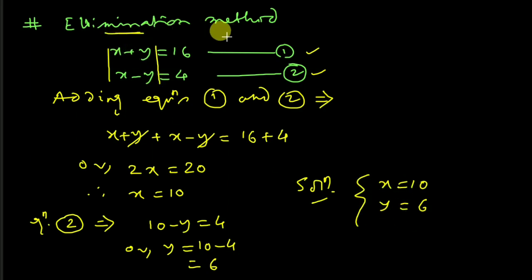The last method is very important. So observe carefully. I want to also show the last method, but with a different example. If I take this example, you may understand the result will be x is equal to 10, y is equal to 6. Better I do it with the same example. The last method is cross multiplication method.